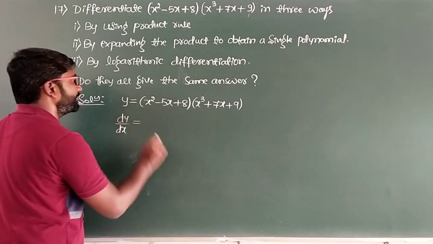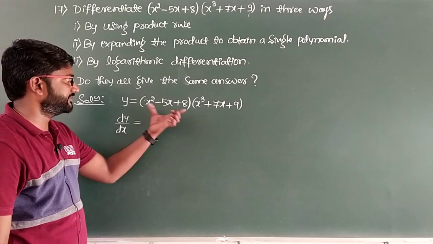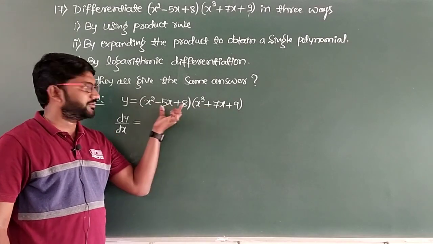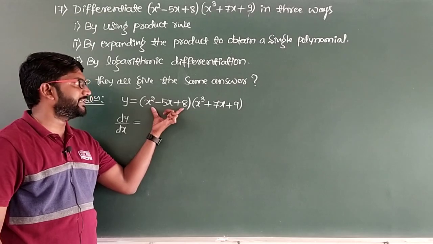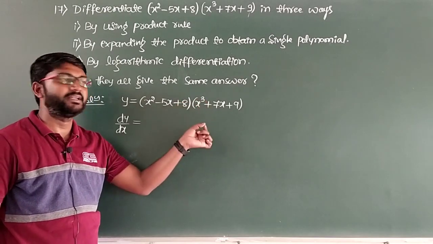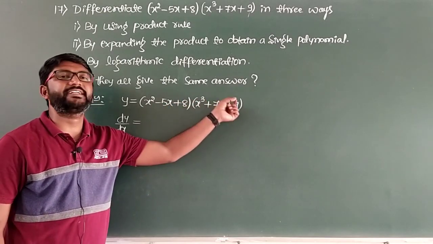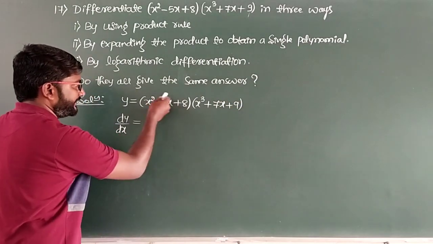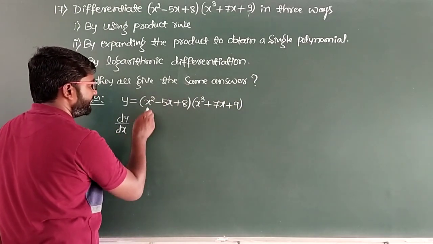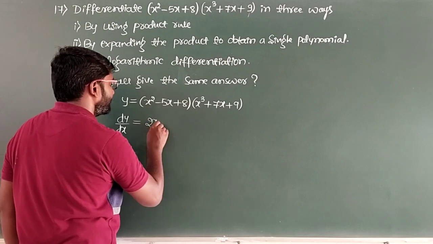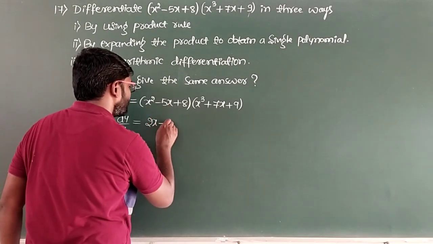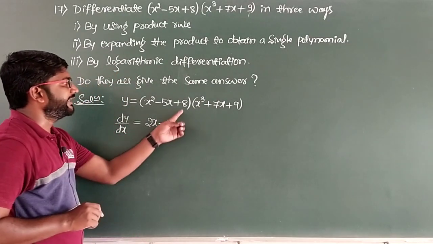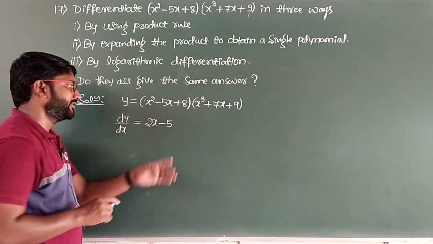So we will have to apply the product rule here. uv the whole dash, this is u, this is v. So u dash v plus uv dash, derivative of the first function and write the second function as it is, plus write the first function as it is, take the derivative of the second function. So derivative of x square, it will be 2x, then minus derivative of 5x, it will be 5. So 2x minus 5, and derivative of 8 will be 0. That I am not going to write.